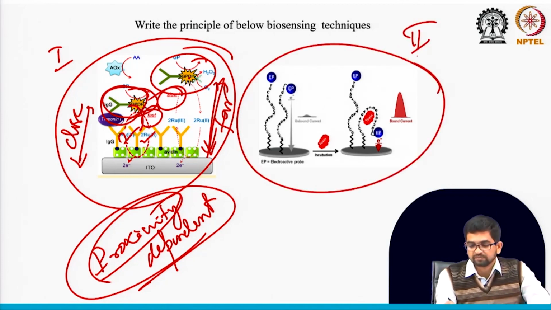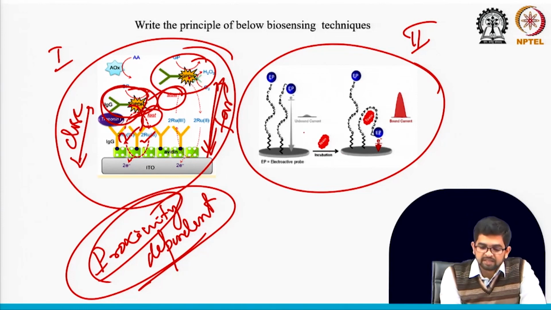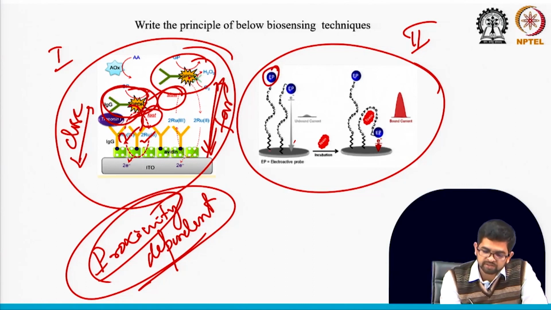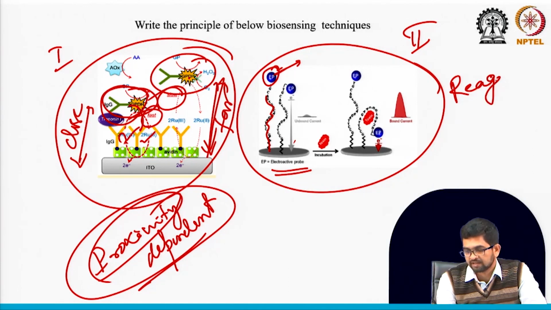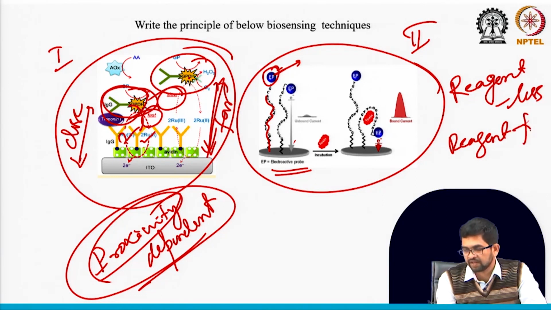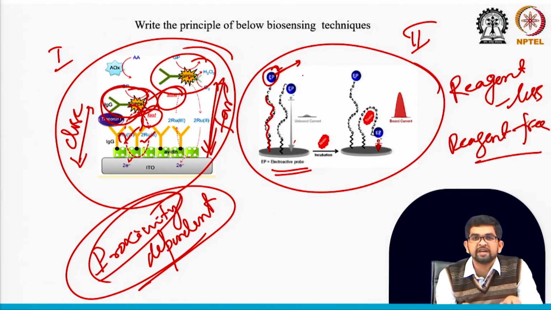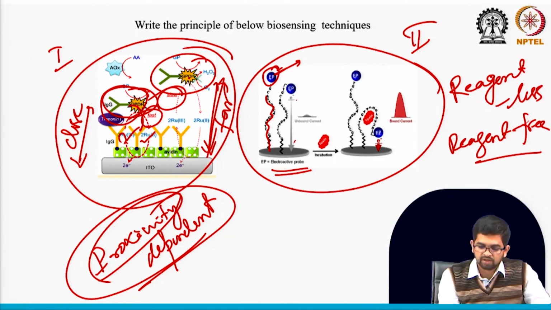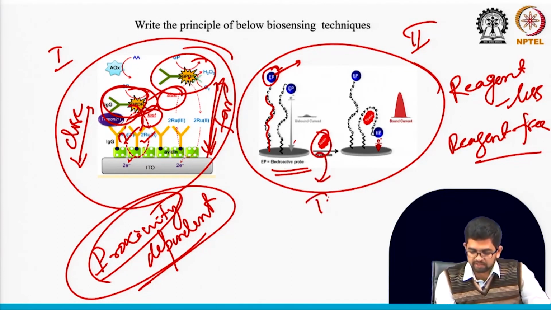Second problem, what is the principle here? See, here you don't need any extra chemicals, right? Only your DNA or aptamer, whatever, that is already conjugated with some electroactive probe, and they are highly electroactive. See, here also proximity dependent, but it is reagentless or reagent free biosensor, right? You don't need any extra reagent in this biosensor, right? Suppose this is your target toxin, your target.